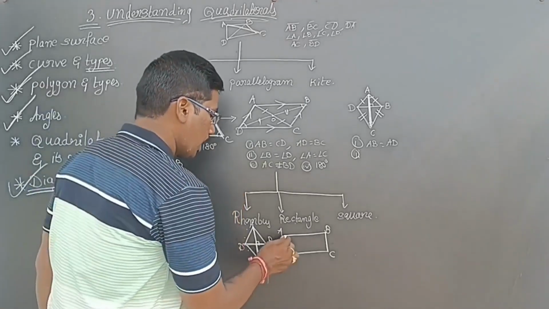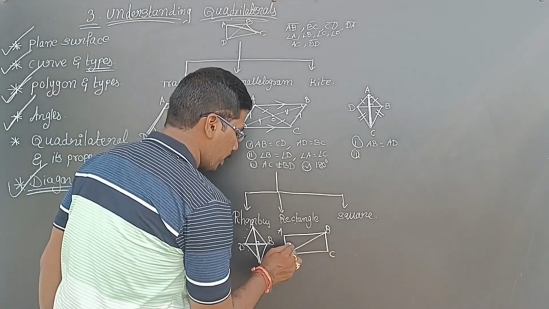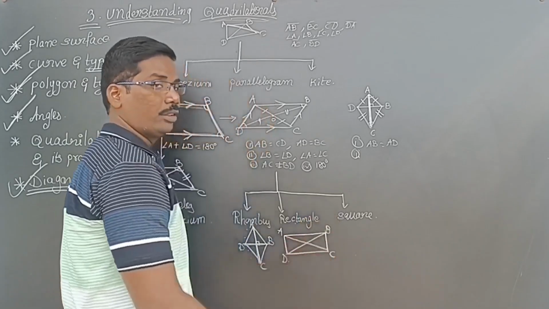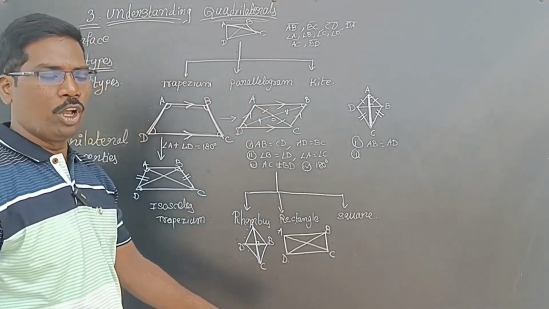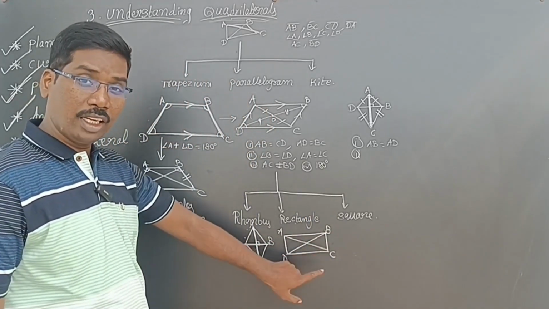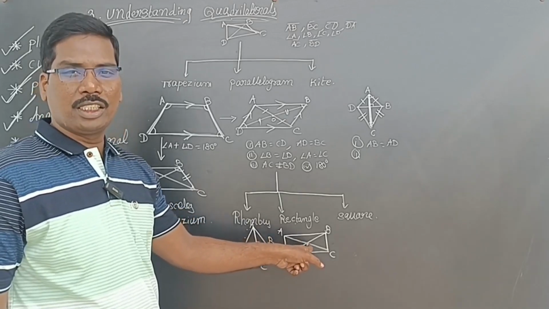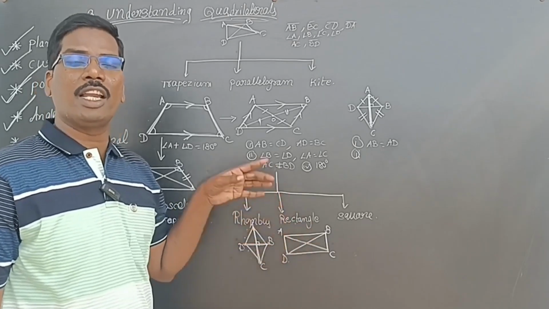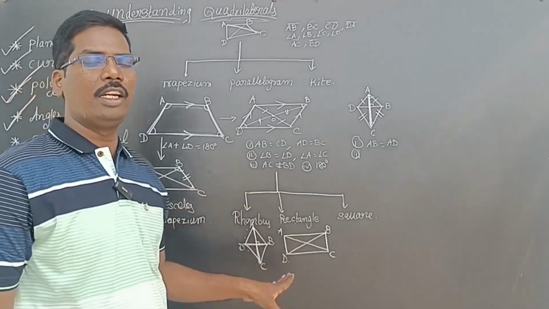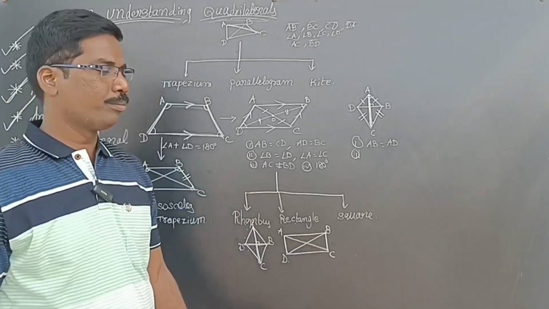So, rectangle properties. Here the extra property is that the diagonals are equal. Opposite sides are equal, diagonals are equal, diagonals bisect each other, and each angle is 90 degrees. So each angle is a right angle.